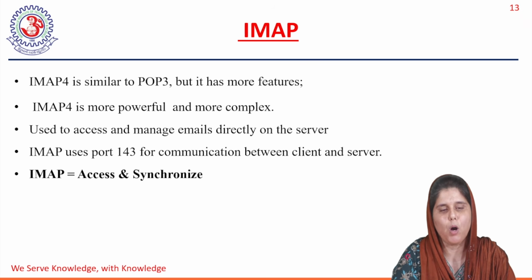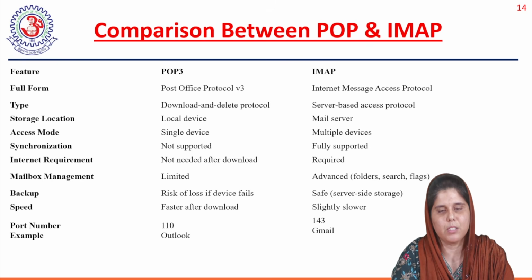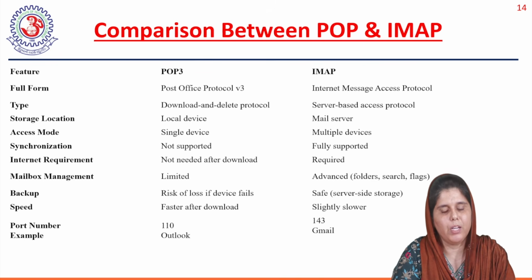Previously, we saw that POP is download and delete, because from the server we are downloading the mails to the local devices, and once downloaded, the mails are deleted from the server. But in IMAP, we directly access the mails from the server. That's why the short format is access and synchronize. Now we will see the comparison between POP and IMAP. POP is Post Office Protocol, as we saw previously, and IMAP means Internet Message Access Protocol. In POP we download the mails and delete them from the server.